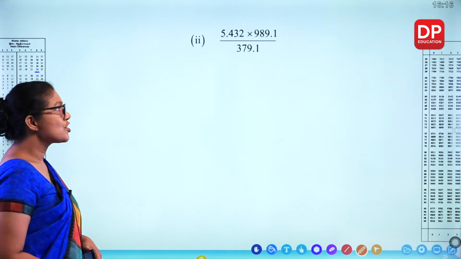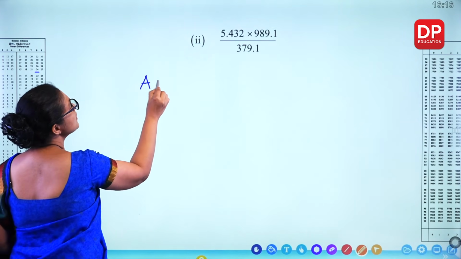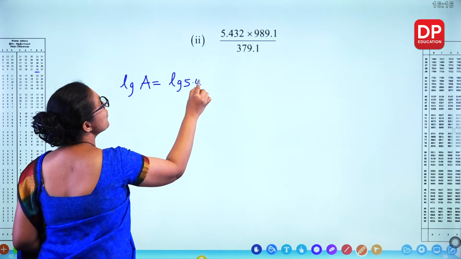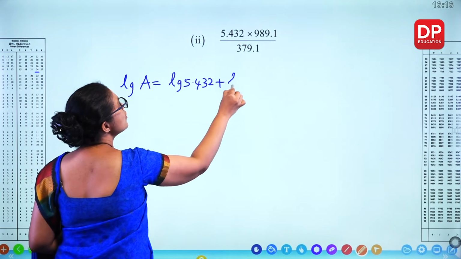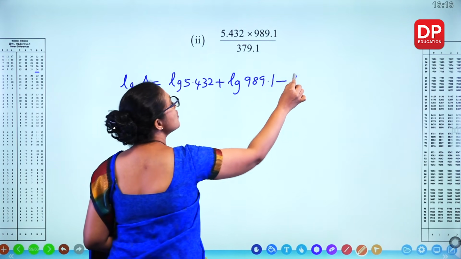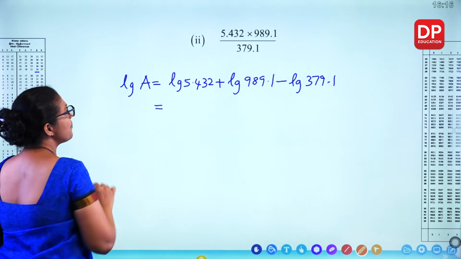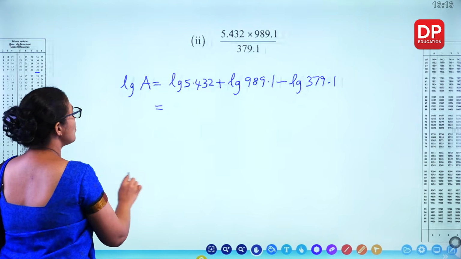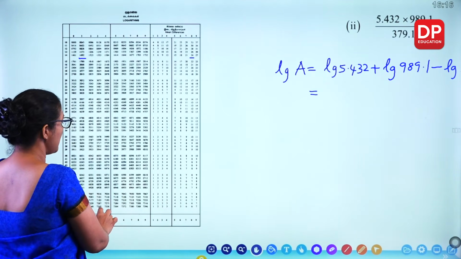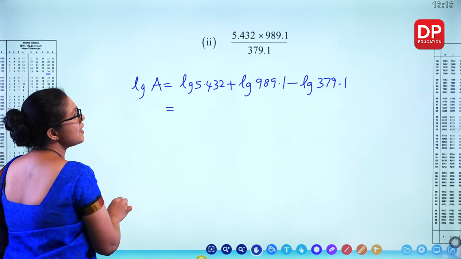Now we'll take the next question. Again, same thing you need to do. Take logarithm, both sides. You get log 5.432 plus log 989.1 minus log 379.1. Use the table 54, 3, 2. 54, 3 and 2 is 2. 7350.